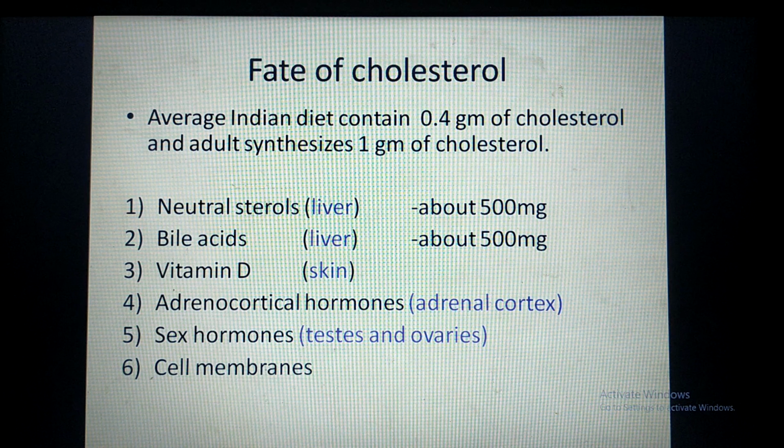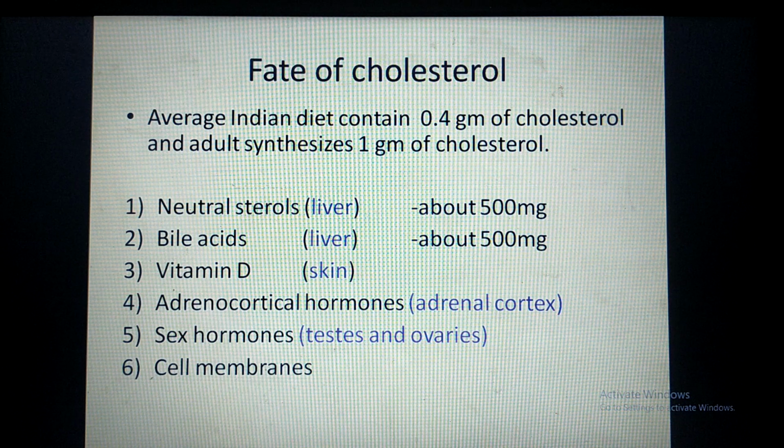Now, the next fate is synthesis of adrenocortical hormones. Here, hormones like glucocorticoids, mineralocorticoids, cortisol and sex steroids are synthesized by the cortex of the adrenal gland, and these hormones are also derived from cholesterol. Next is synthesis of sex hormones like testosterone and estrogen. These hormones are synthesized by the testes and ovaries.